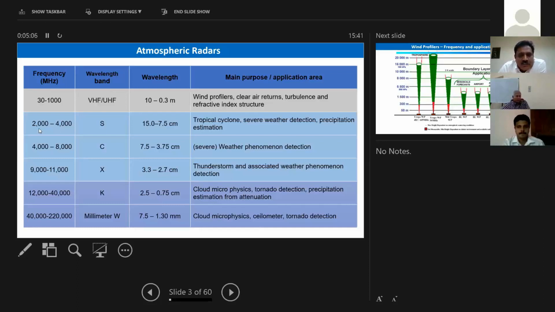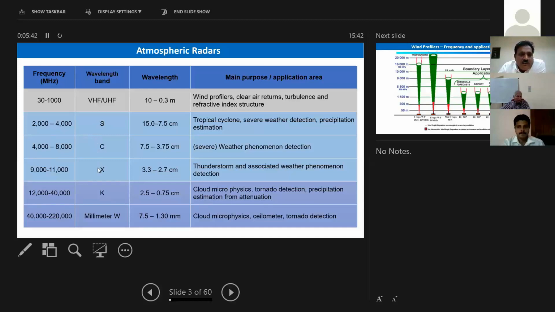Traditionally, Doppler weather radars operate at three frequency bands: S band, C band and X band. The corresponding frequencies are given here. They are traditionally used for weather applications. They are used to track storms, to get three-dimensional precipitation, and to get the vertical structure of precipitation. For these kinds of things, we use these radars.